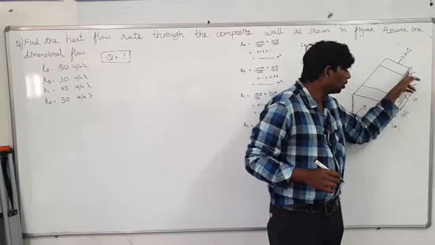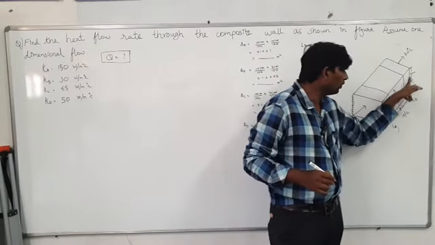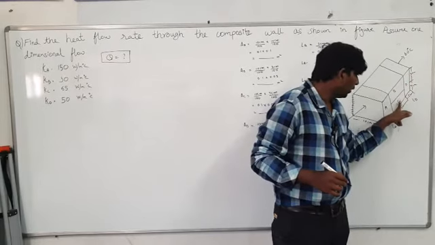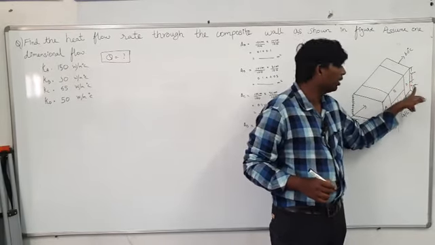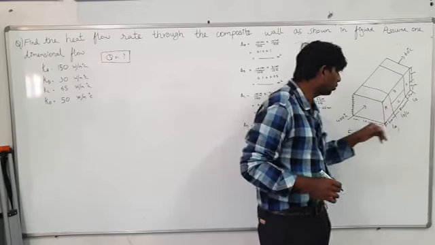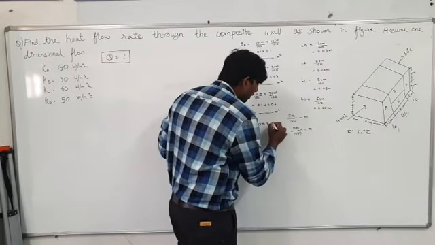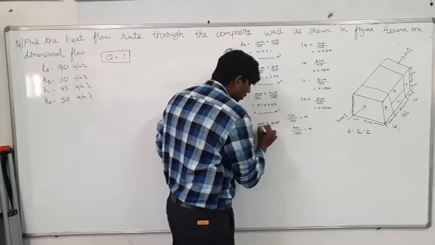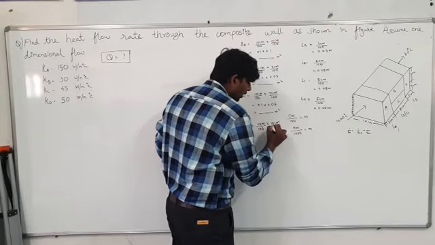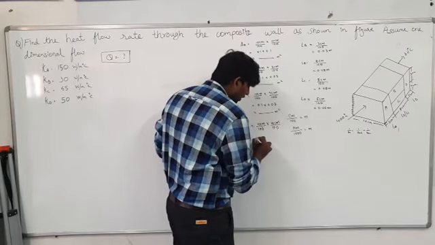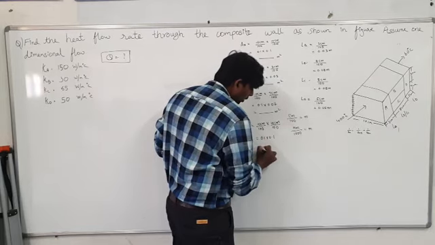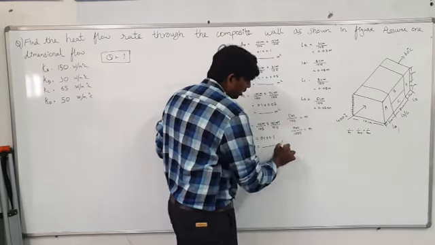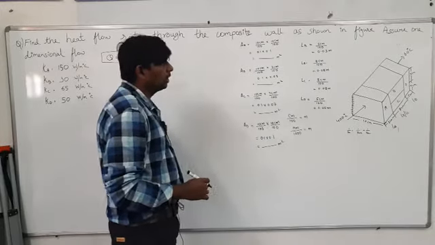For the D component, the total is there. For the B component it is 3, for the C component 7, and for the D component the total length is there. How much is it? 7 plus 3, which is 10 centimeter. So here also divide by 100 and here also divide by 100. Here you will get 0.1 and here also 0.1. The answer should be in meter square.